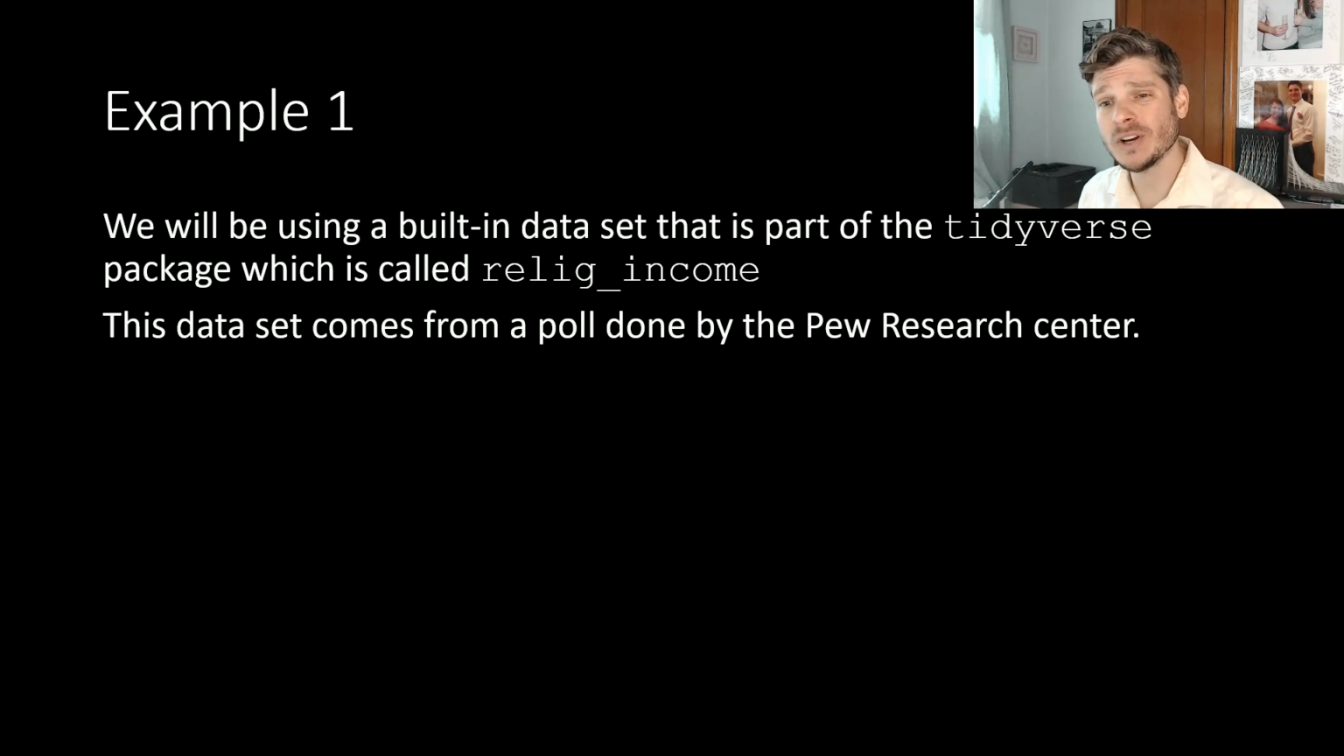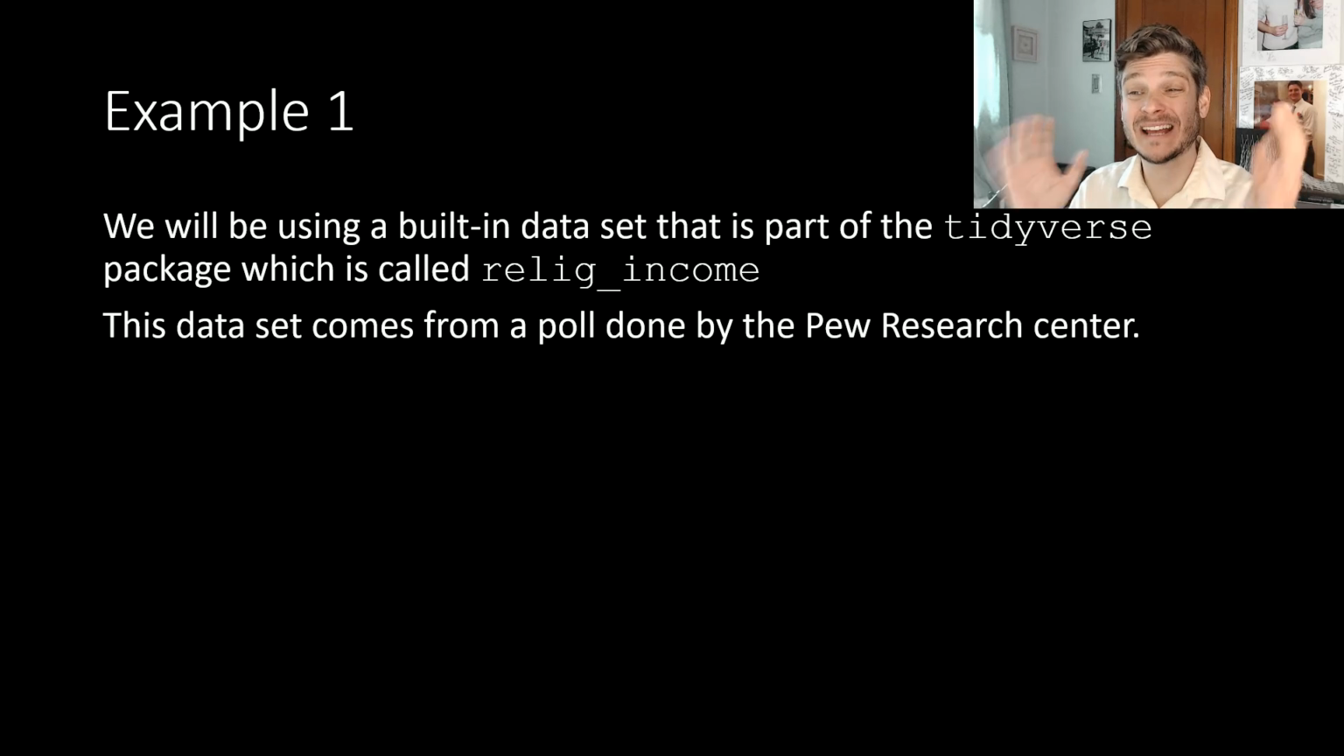Now, the first one we're going to use is the data frame called religious income, or relig_income, right? RELIG_INCOME. So if you load Tidyverse and you start typing that, it should autocomplete, but you type it and you're going to actually see the data frame. And this data frame actually comes from a real poll that was done by the Pew Research Center a little over a decade ago, asking people about what their religious denomination was and their household income.